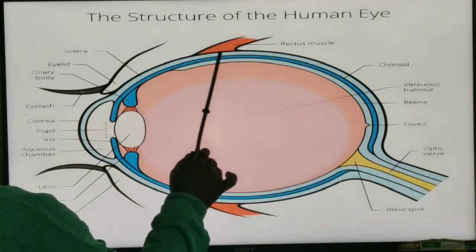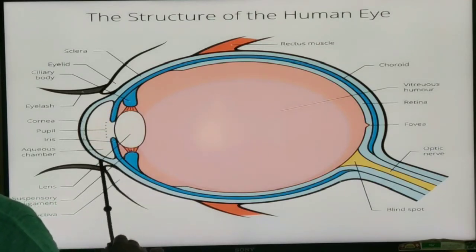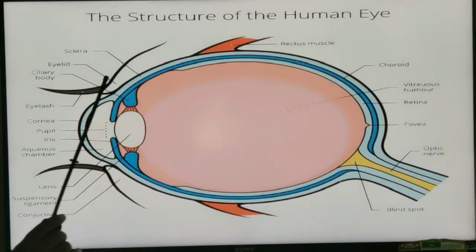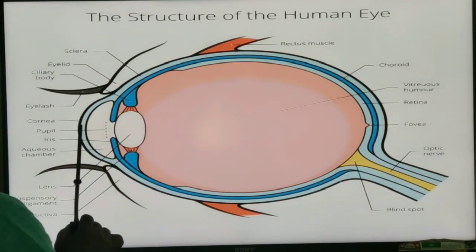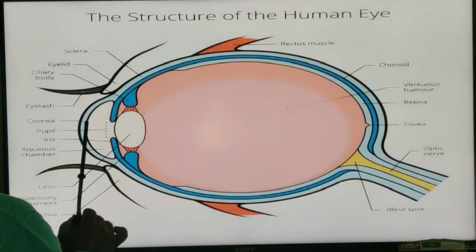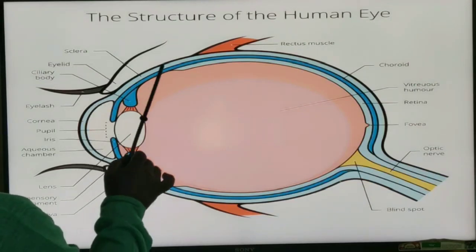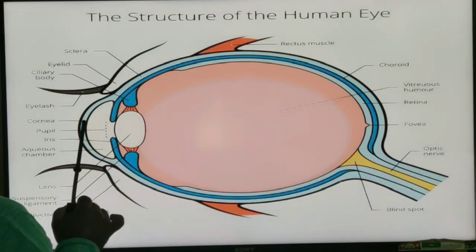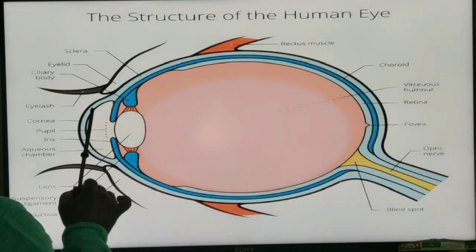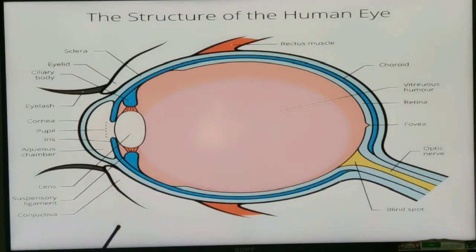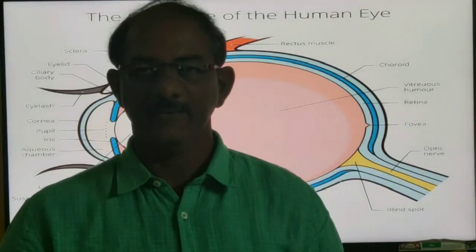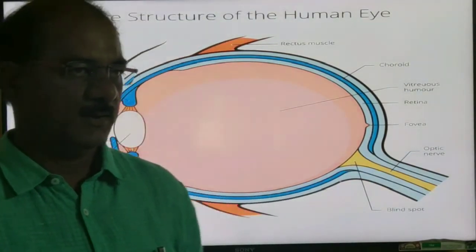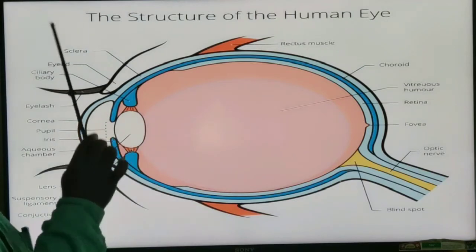This layer is called the sclera, and the other layer is called the cornea. Sclera and cornea: one is the sclera, another is the cornea. Both layers belong to the fibrous coat. So first, the sclera.